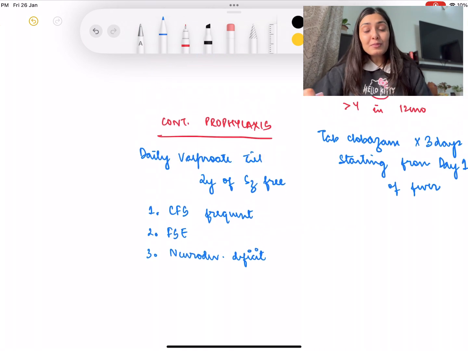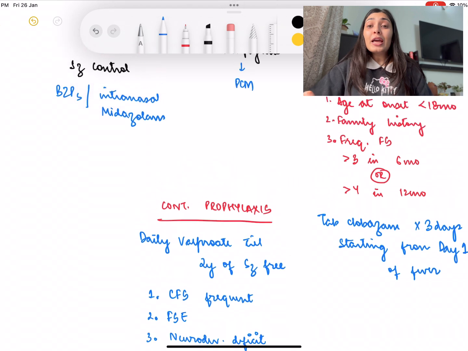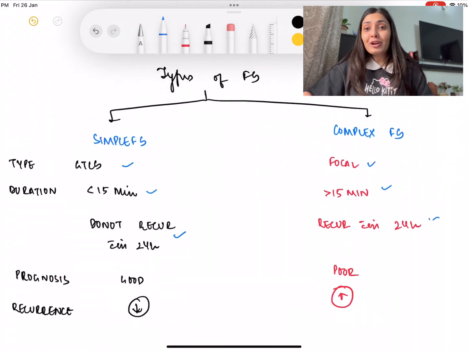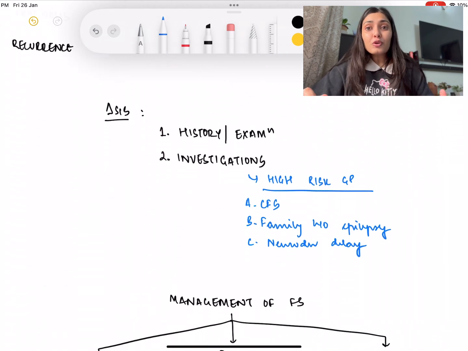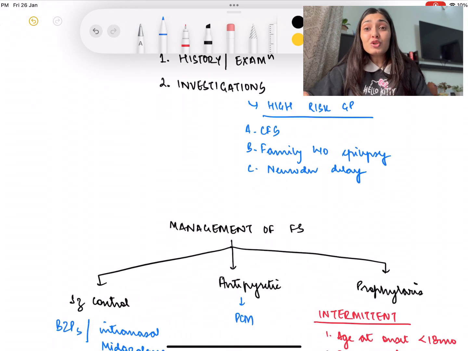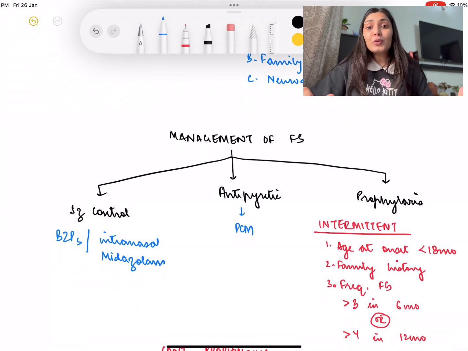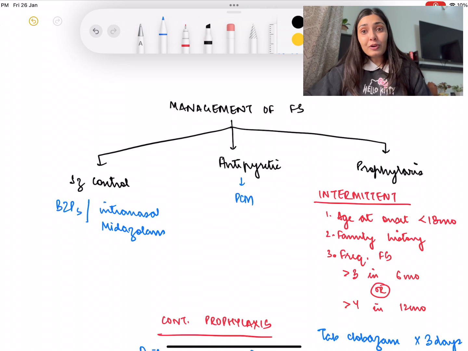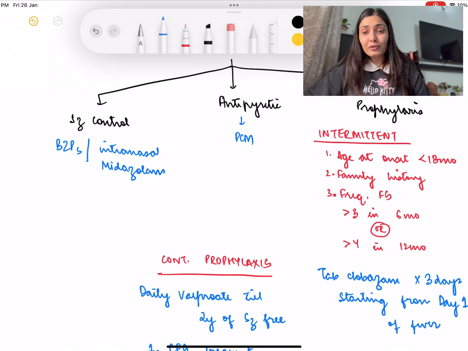We need to know the types of febrile seizure. We need to know the definition of febrile seizure. We need to know the diagnosis, how to make a diagnosis, and lastly management. That includes seizure control, antipyretic therapy, and prophylaxis, intermittent and continuous prophylaxis.